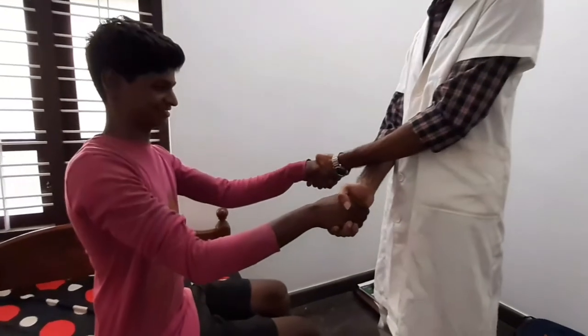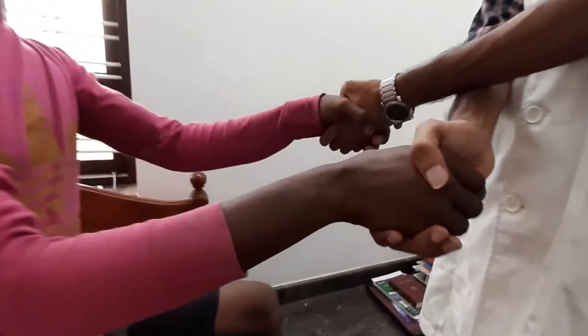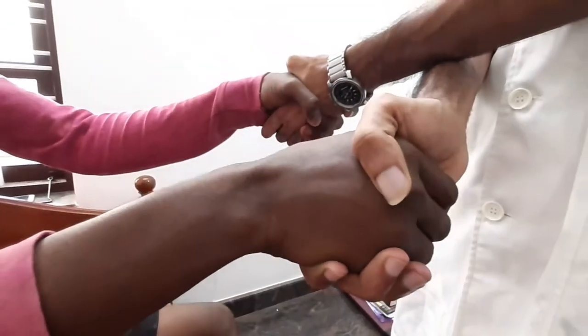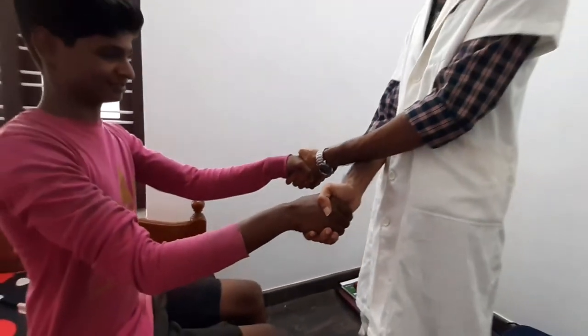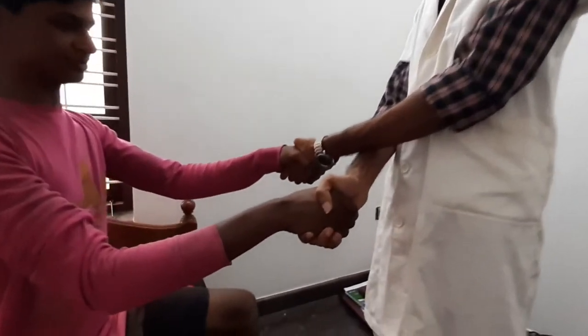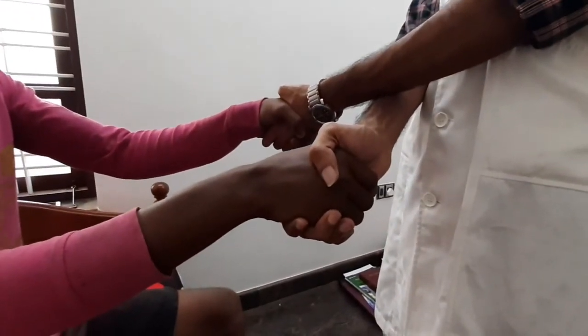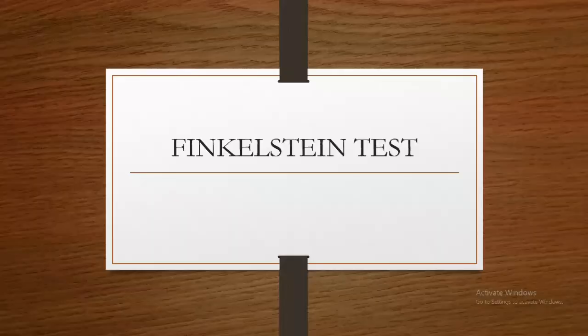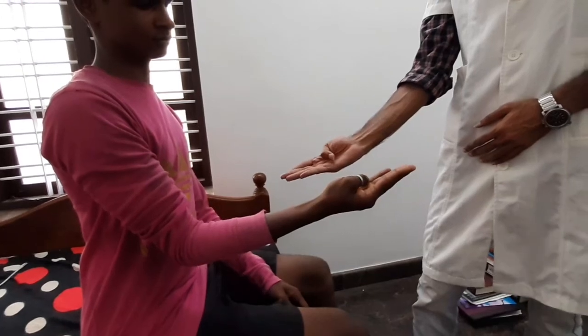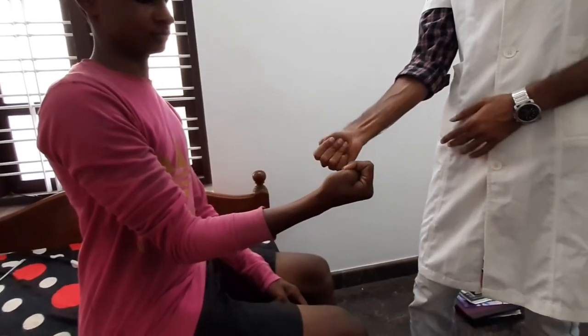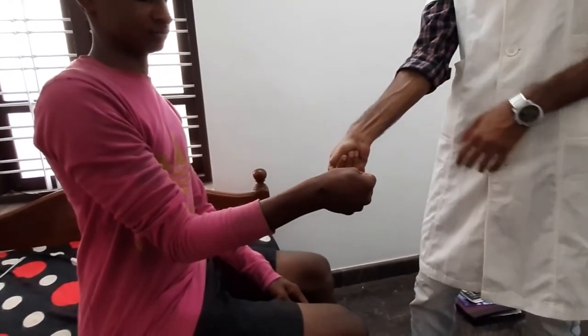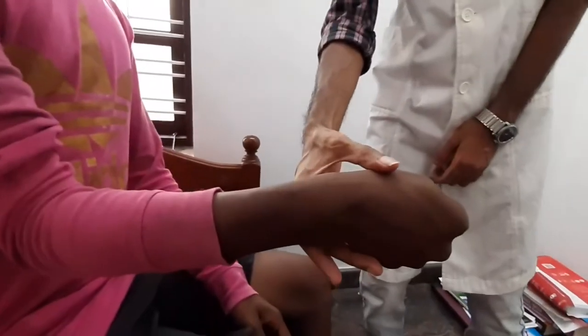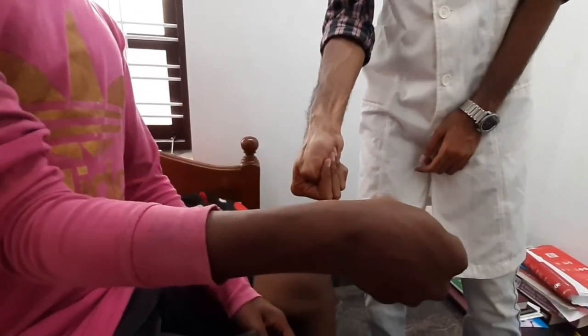Grip strength testing. We cross our hand with the patient and ask them to squeeze the hand. The purpose of the test is to measure the maximum isometric strength of the hand and forearm muscles. Finkelstein test. Ask the patient to bend his thumb across the palm of his hand and bend the fingers down over his thumb and then tell him to bend his wrist towards the little finger.